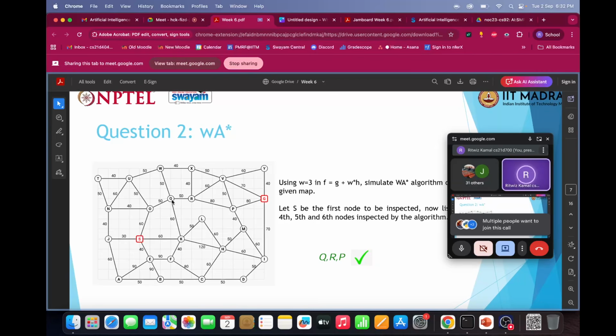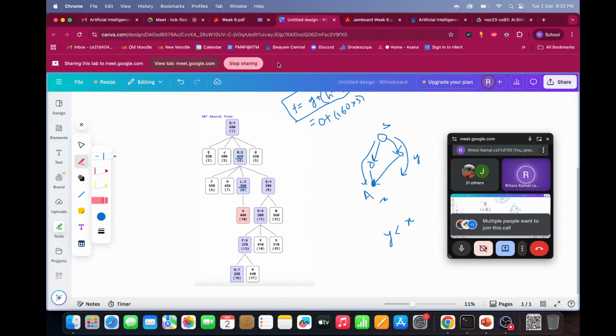So here E, F. The neighbors of Q are R and W, and O as well. K is already in the closed list, so we don't need to worry about that. You are saying why not we have O over here? Yeah.